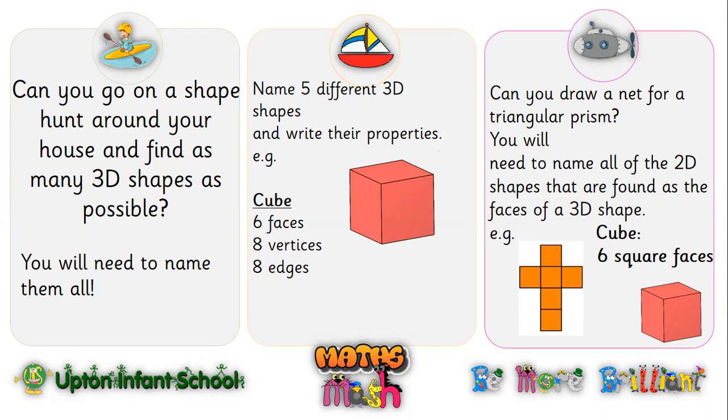Then, if you're doing the submarine challenge, I would like you to draw a net for a triangular prism. And you're going to need to name all of the 2D shapes that are found as the faces of the 3D one. So again, I've given you another example there with the cube, and I've drawn its net, and then I can see I've told all of the faces as well, how many faces it has and what shape they are, what 2D shape my faces are. So that is our activities for this week.